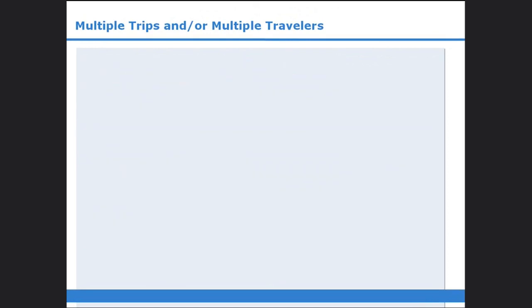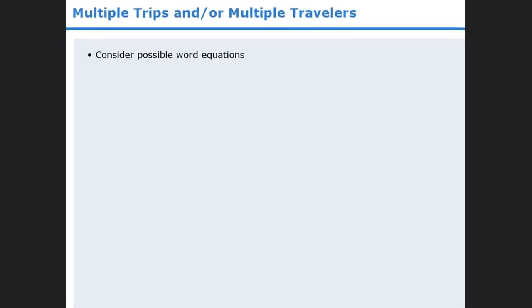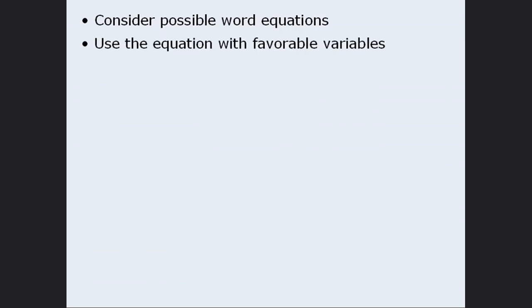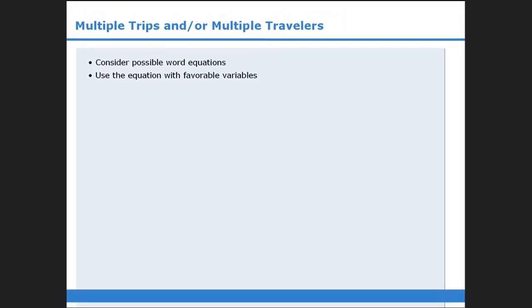Okay, let's summarize. In this lesson, we learned that when tackling motion questions involving multiple trips or multiple travelers, we should first consider what word equations we can write. Then use the word equation that results in the most favorable variables.